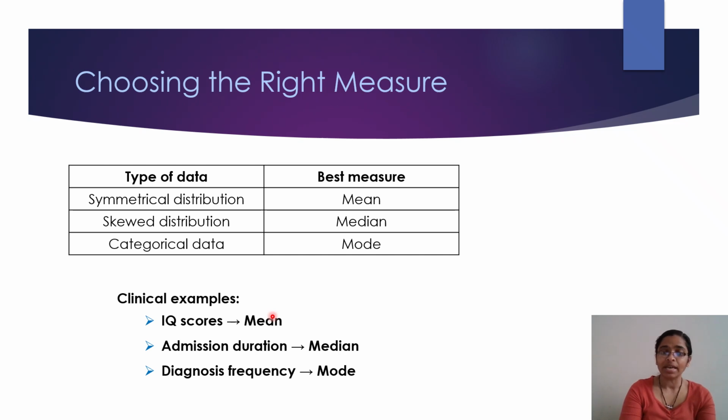Now, if the data appears skewed, like for example the admission duration, where we come across outliers, go for the median, that is the middle value. And if the data is categorical, like the diagnosis frequency or the commonly prescribed medication frequencies, in that case the preferred measure would be mode.